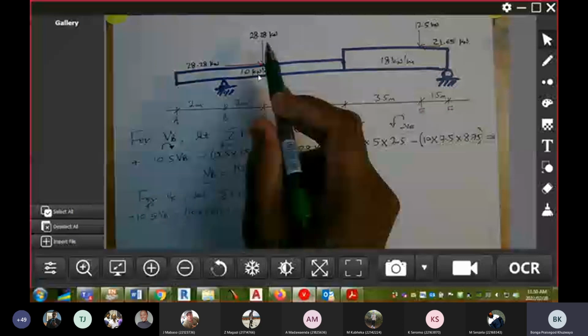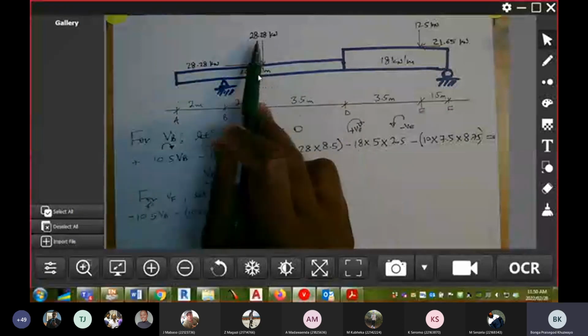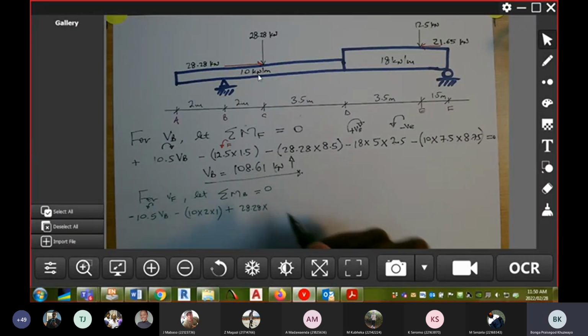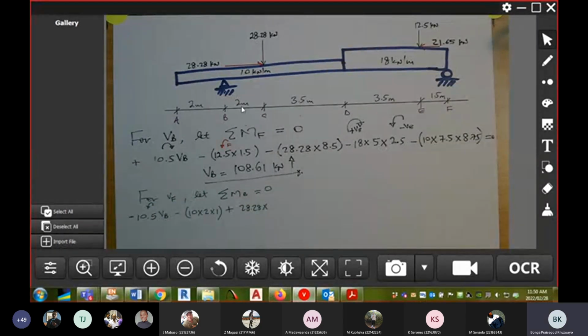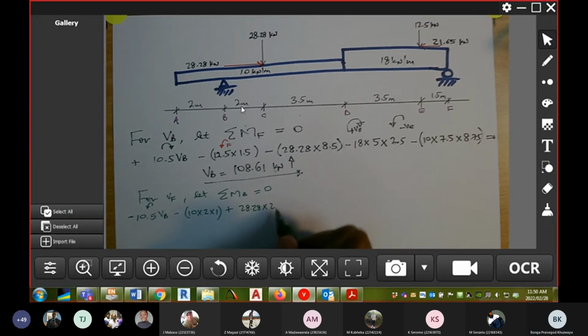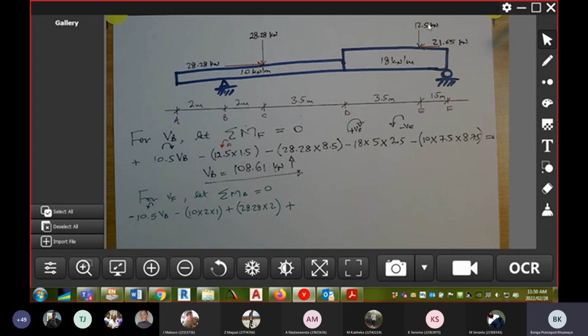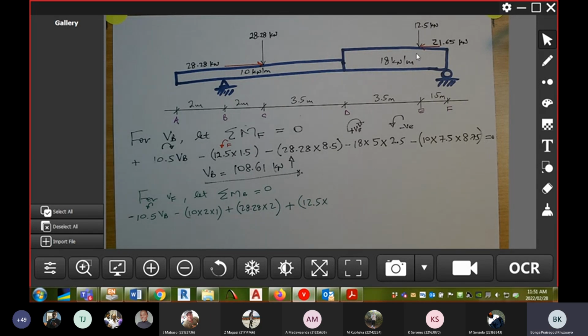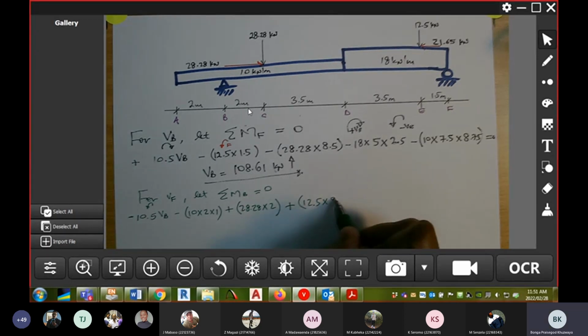The first load is this one, 28.28. The lever arm for 28.28 is 2 meters, followed by that point load there of 12.5. The lever arm for 12.5 is 9.